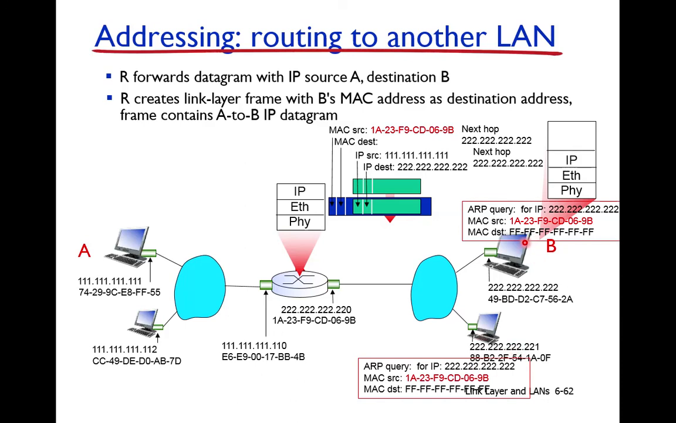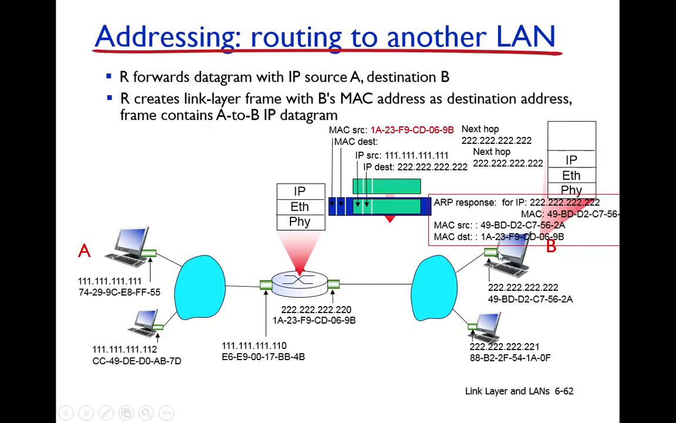But this node will accept. Why? Because this IP address is matching with its IP address. So it will accept, and it will respond. And how will it respond? It will generate an ARP response message.